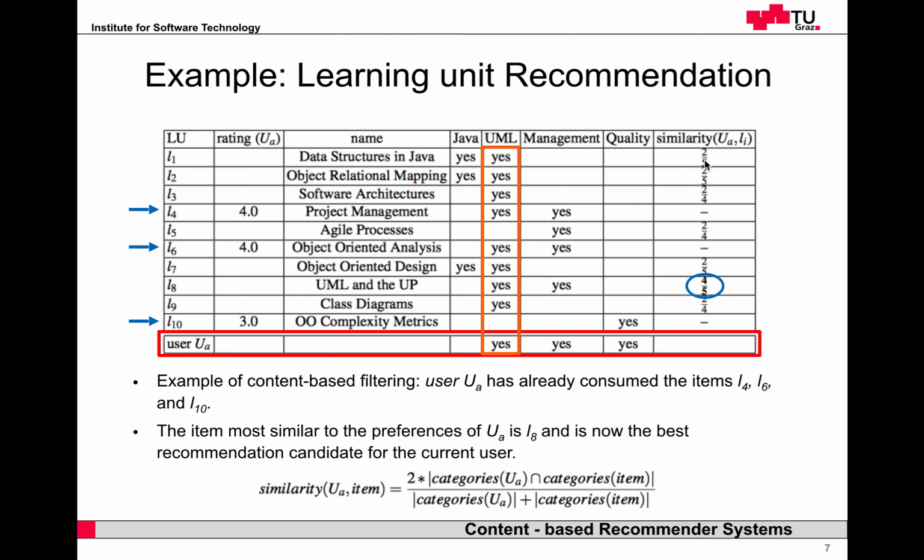Similarly, we can calculate the similarity between the user UA and each of the other learning units, as shown in the table. We can observe that the learning unit L8 is the most similar item to the preferences of the user UA, and therefore it is the best recommendation candidate for the user.